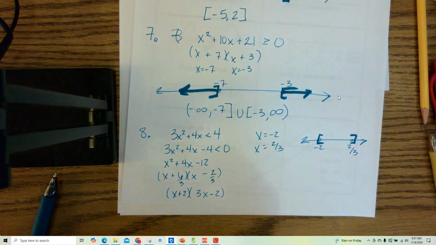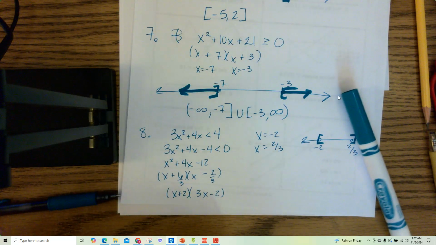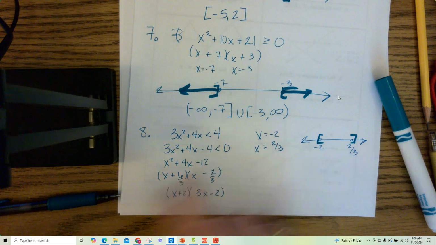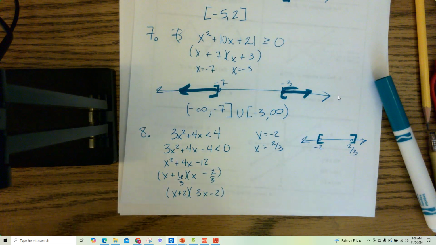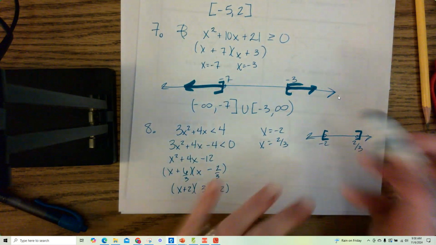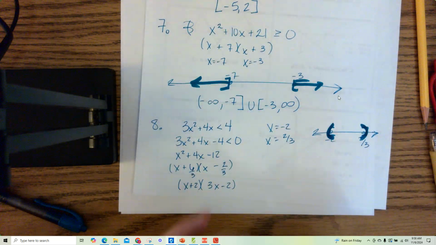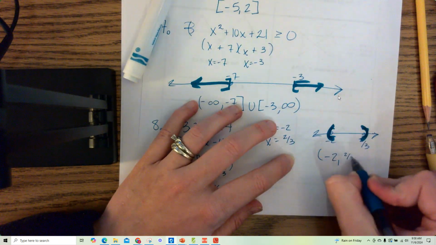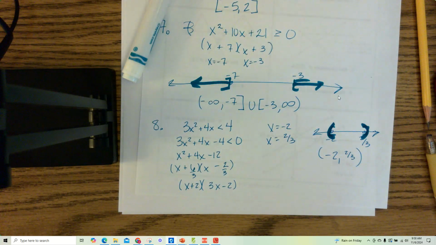That was wrong? Yes. Do I have the sign right? It's not brackets. It's parentheses. -2 to 2/3. Whoops. Sorry.